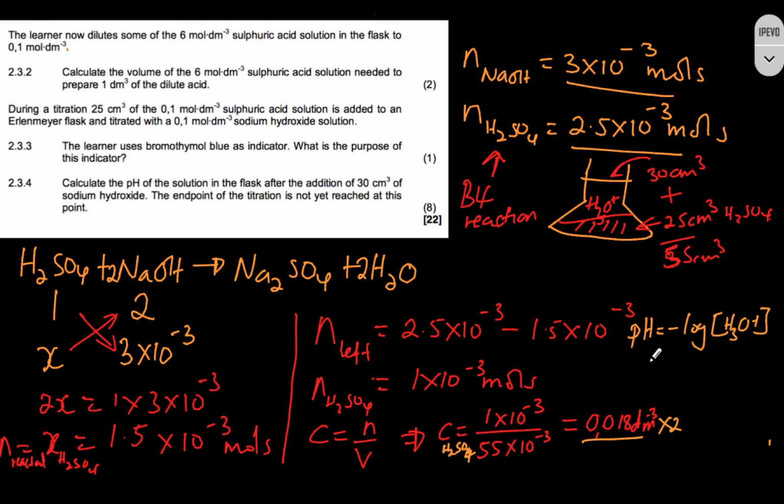So that is going to be equal to the negative logarithm of the concentration, which is 0.018 times 2. And then our final answer, if we punch it into our calculators, is going to be 1.44.